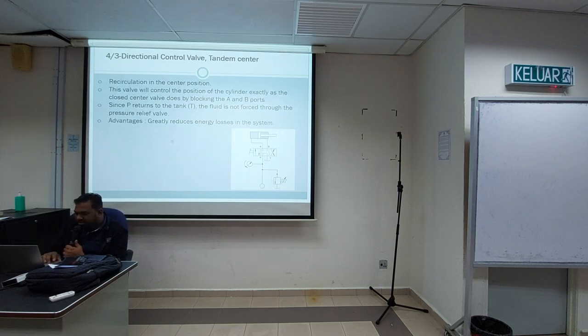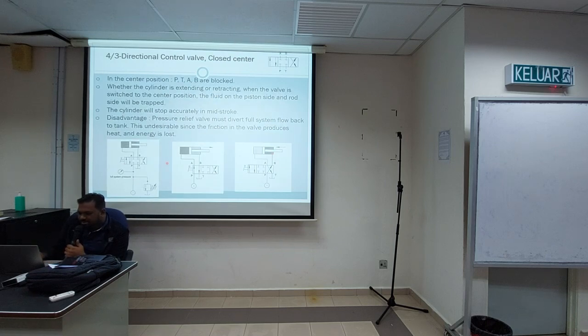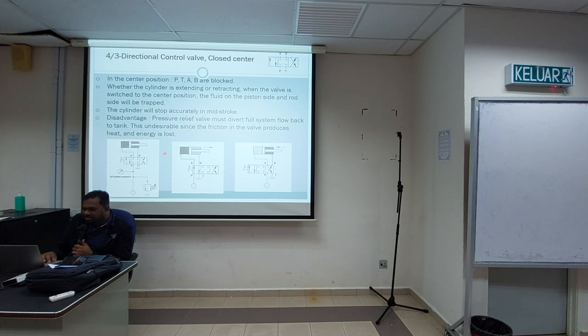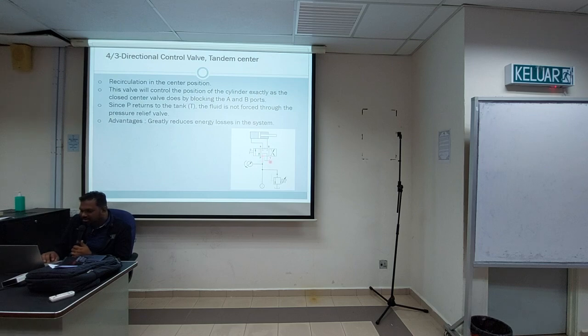So ini adalah sedikit yang lain, yang tandem centered. Yang tadi tu dia open. Yang ini adalah close centered. Close centered. Ini adalah tandem. Tandem ni dia kan macam saya bagi tahu kan. So ada tadi yang close center tu dia ada disadvantage, can cause friction. Yang tandem center ni advantage to reduce the energy loss. Macam tadi pun ada, sebab because of friction it will cause energy loss. Yang tandem center ni dia always will be connected to tank. So dia ada sedikit advantage lah.